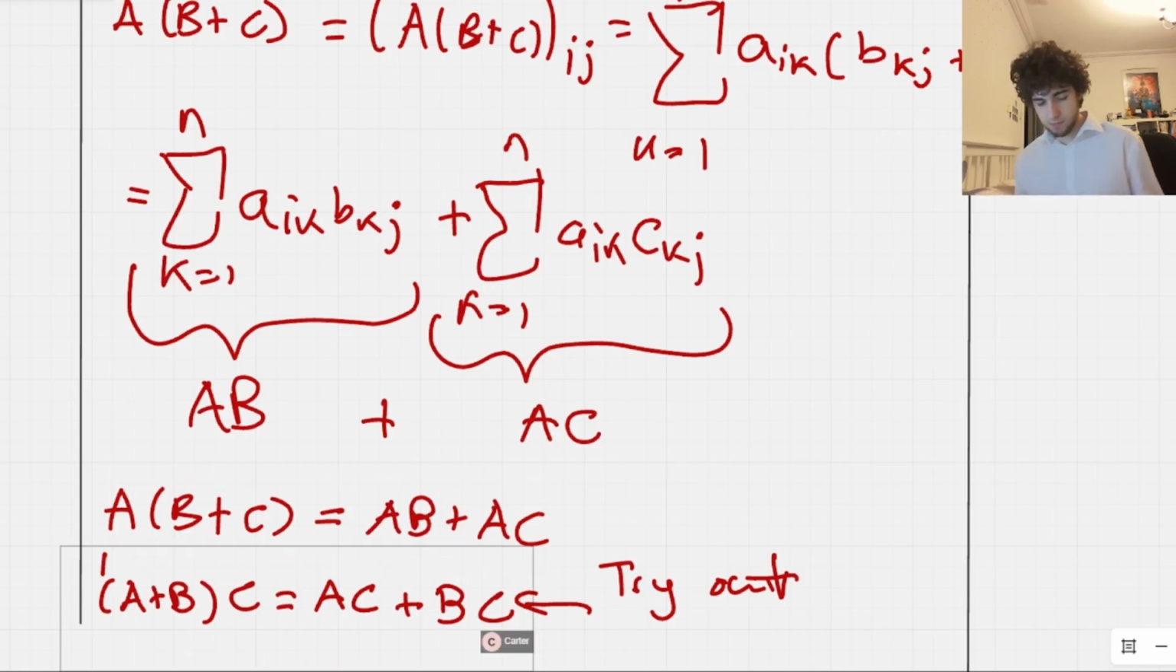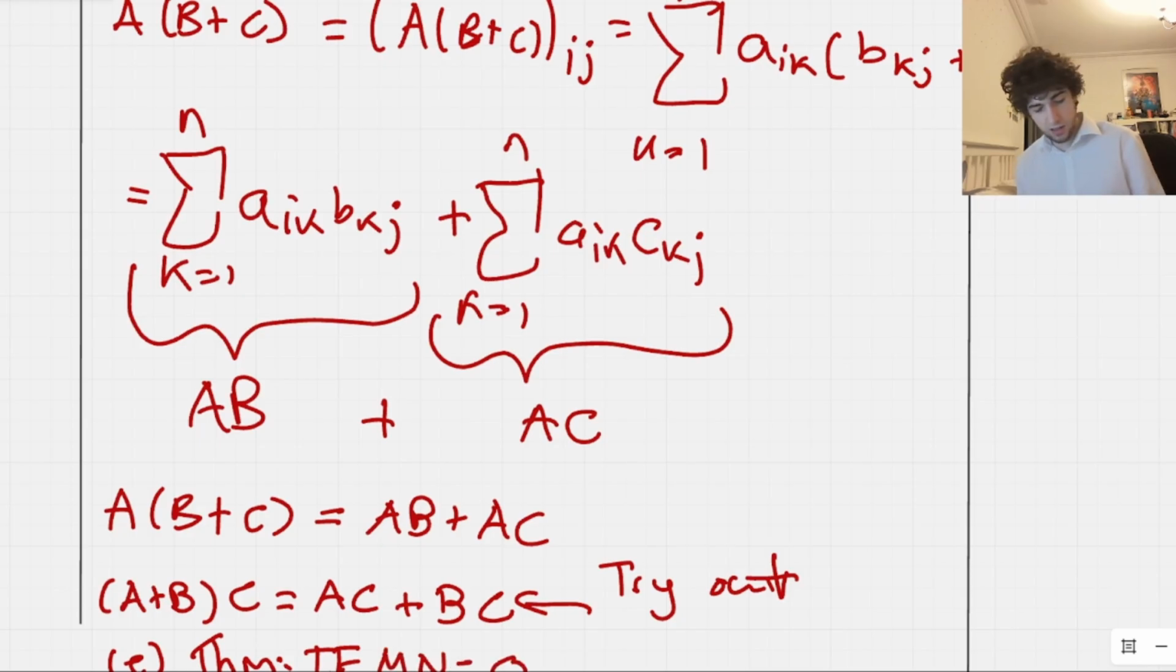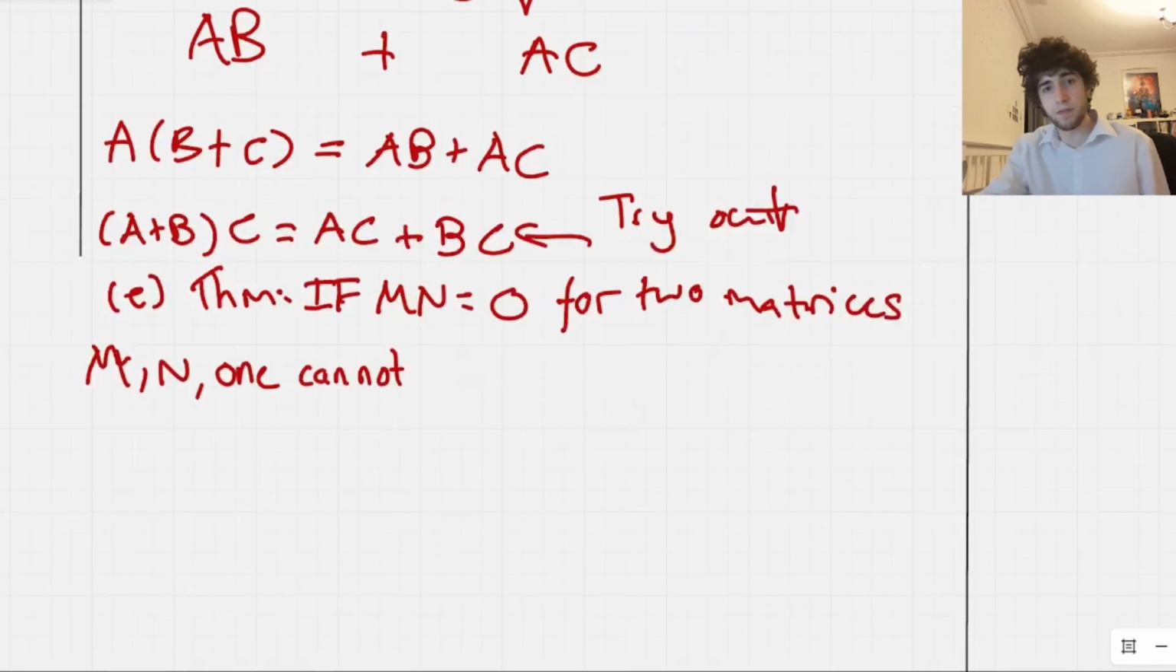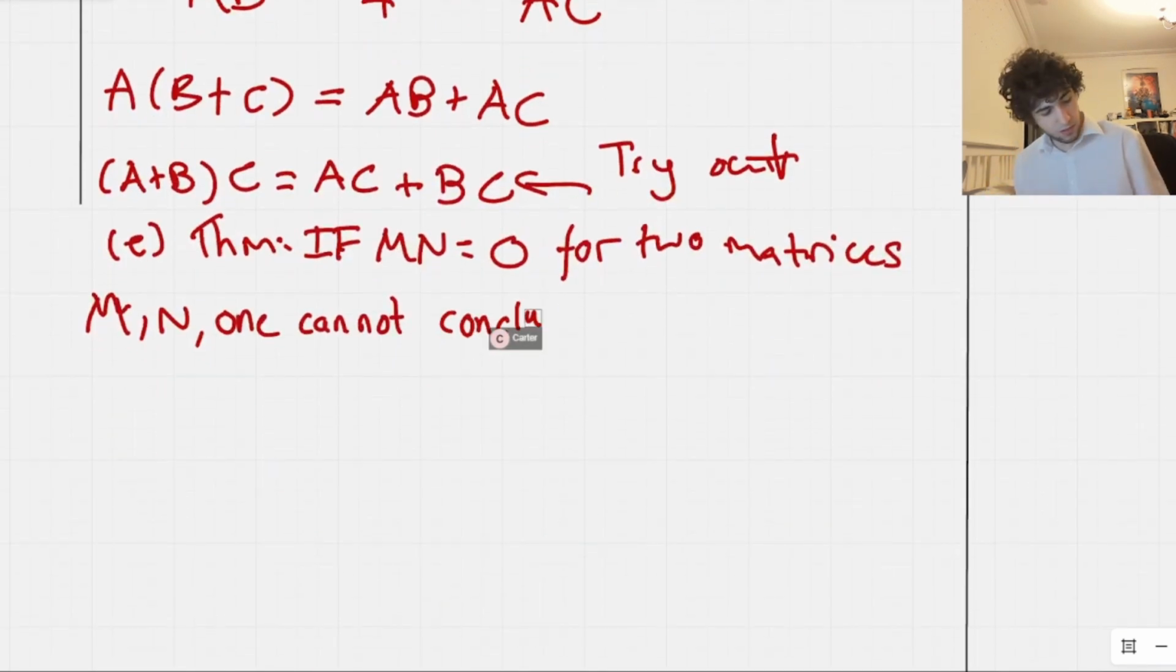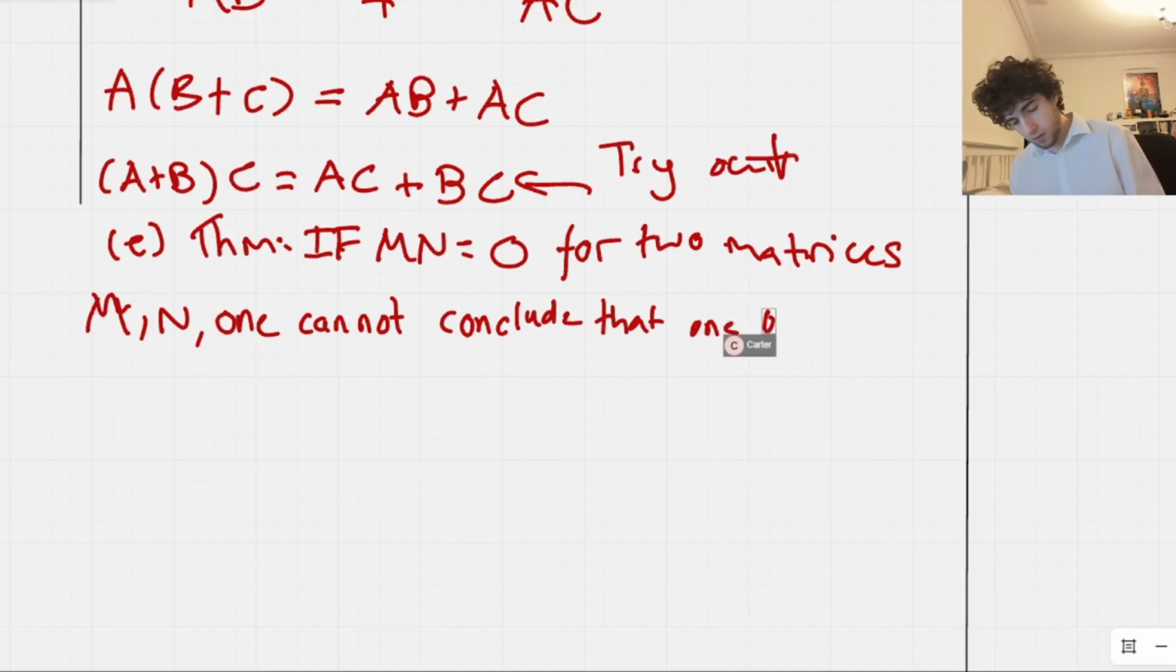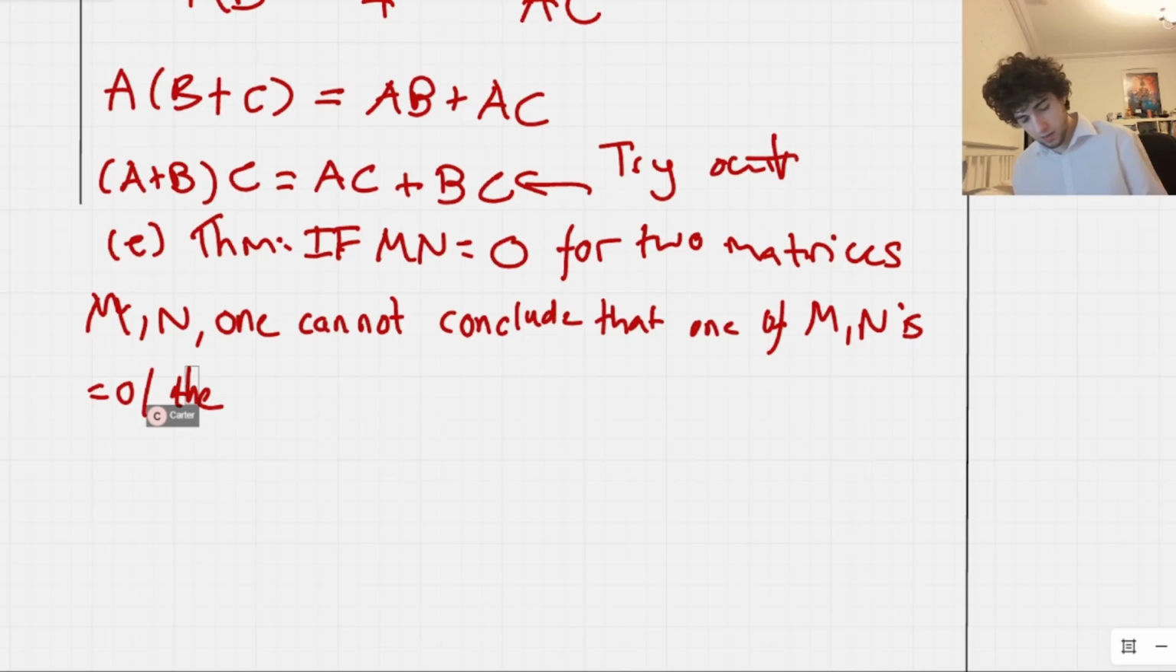Okay. Very good. And lastly, we have one more thing that we want to prove, which is the following. If two matrices M and N multiply to give you the zero matrix, it cannot be concluded from that fact that one of M or N is the zero matrix. So just because when I multiply my two matrices together I get the zero matrix, does not mean that one of my matrices is the zero matrix.